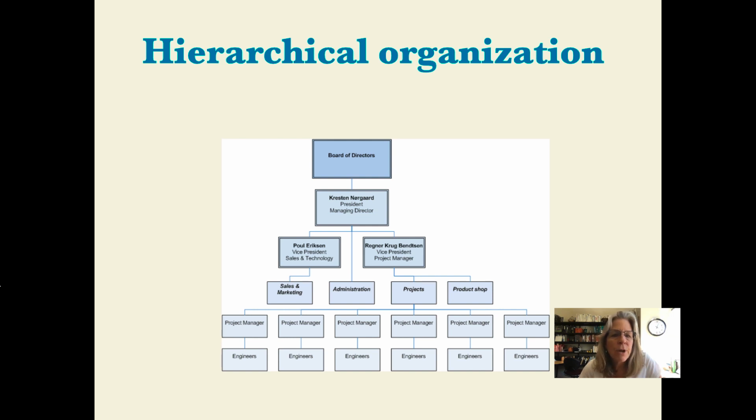So when we first look at the hierarchical organization, this is just a typical hierarchical organization where we have at the highest level the board of directors and the president, the CEO. And then below that, they just go down lower and lower. And in this case, the engineers are at the lowest level.